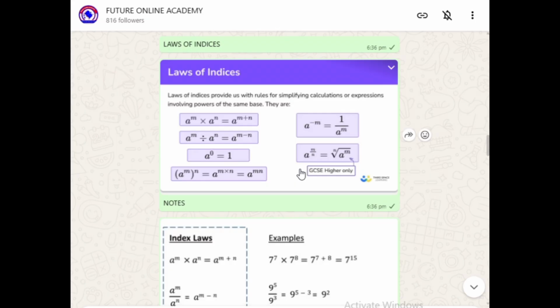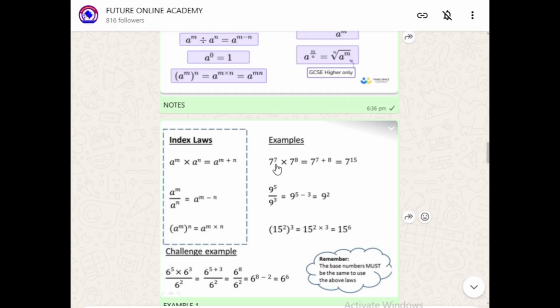Okay, so a to the power m times a to the power n is equal to a to the power m plus n. In this case, you need to know that if we have the same base, the same base is a, you write the same base first, then you add the powers. For example, 7 to the power 7 times 7 to the power 8. First you write the base, then it will be 7 plus 8, 7 to the power 15.